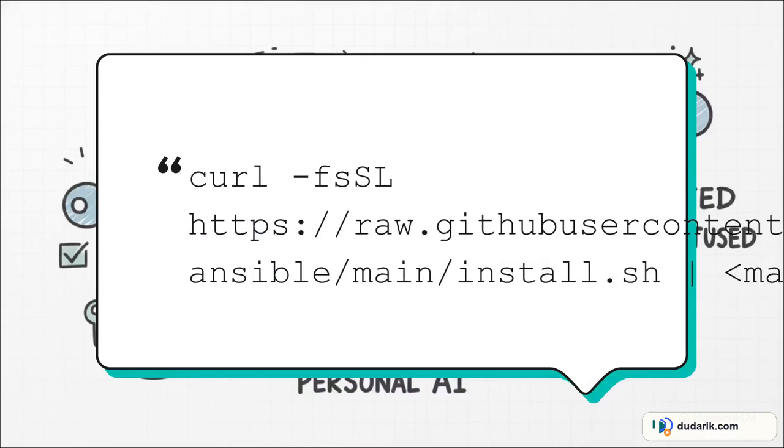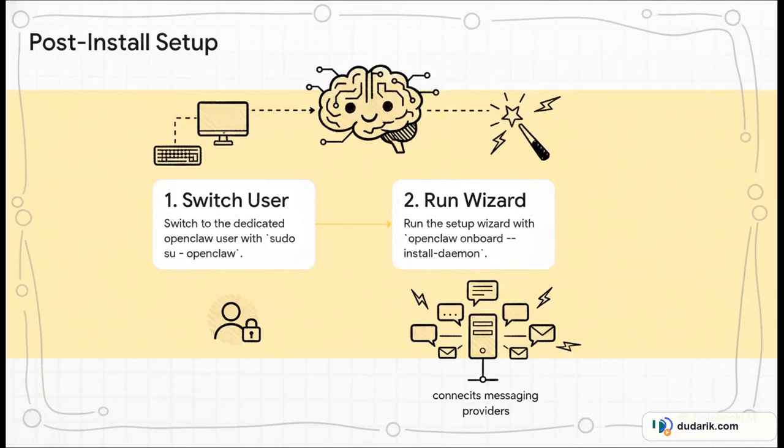It downloads a small script that installs Ansible and then runs the whole playbook, setting up everything we just went over. It's complexity made simple. And it doesn't get any harder from here. Once that's done, you just switch to the special OpenClaw user the script made for you, then run the official onboarding tool. 2 simple commands and you're ready to start hooking up your messaging apps.